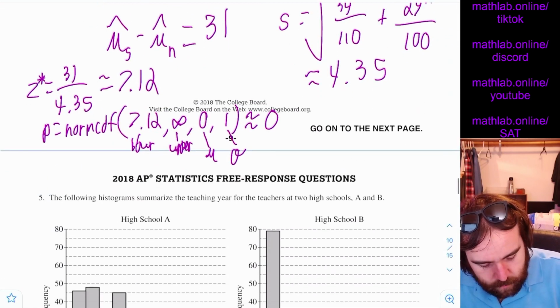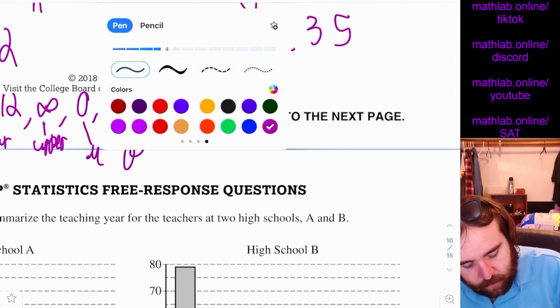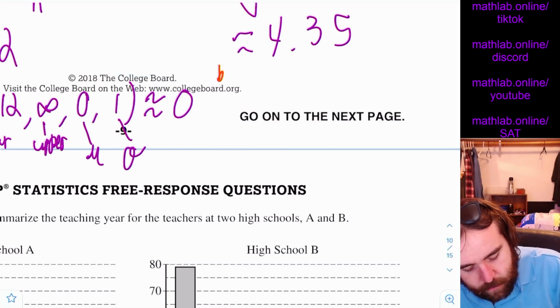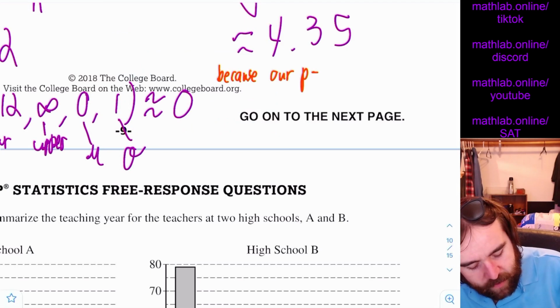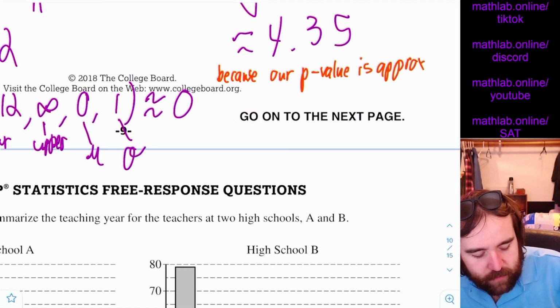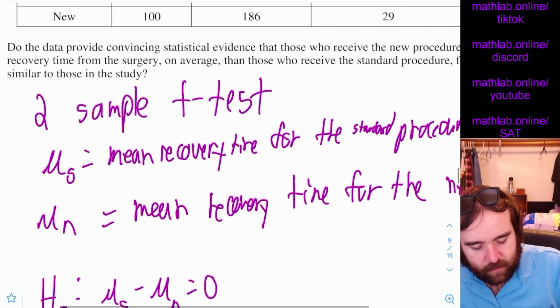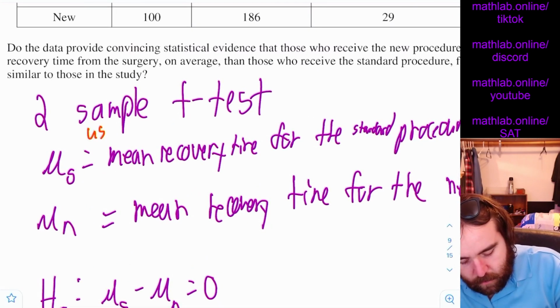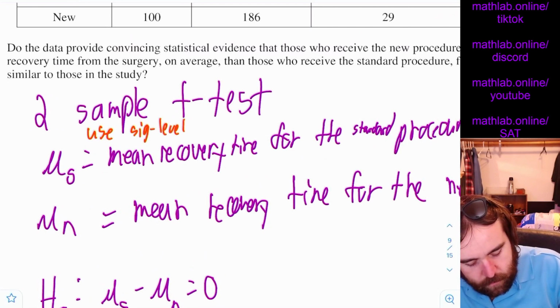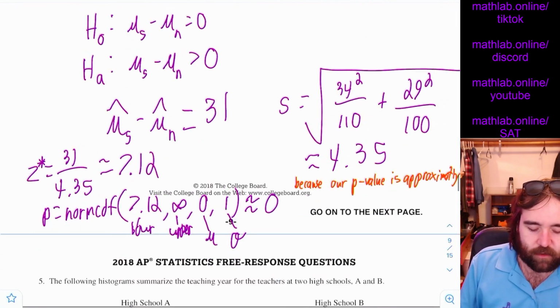So now we conclude. We say because our p-value is approximately 0, they don't give us... Do we have to set a significance level? Let's set a significance level up here just in case. Use sig level. Because you do have to do that first, right? You can't calculate your p-value and then choose a significance level.